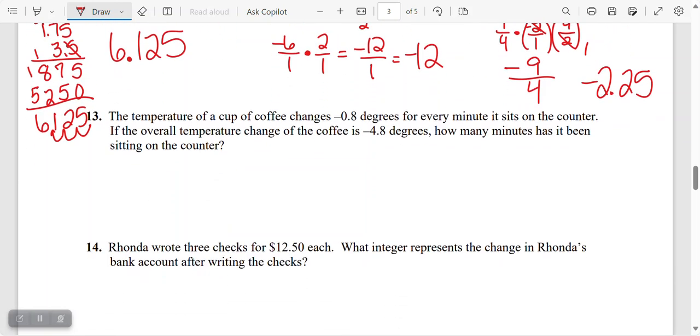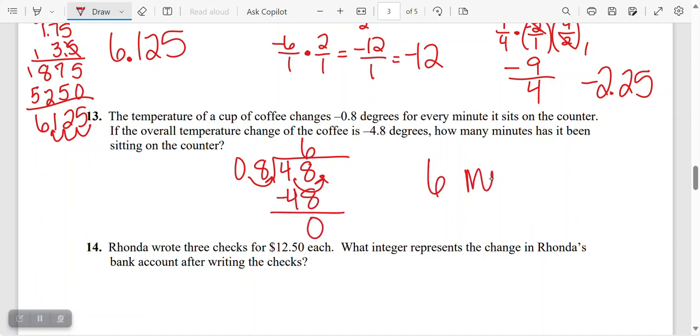Okay, a few more. The temperature of a cup of coffee changes -0.8 degrees for every minute it sits on the counter. Because the temperature is negative, that means it's going down, which makes sense. If the overall temperature change of the coffee is -4.8 degrees, how many minutes has it been sitting on the counter? So how many times does 0.8 go into 4.8? Again, we can't have a decimal outside, so we're going to move that here. 8 doesn't go into 4, but it goes into 48 evenly 6 times. So 6 minutes. Don't forget to label your answers.